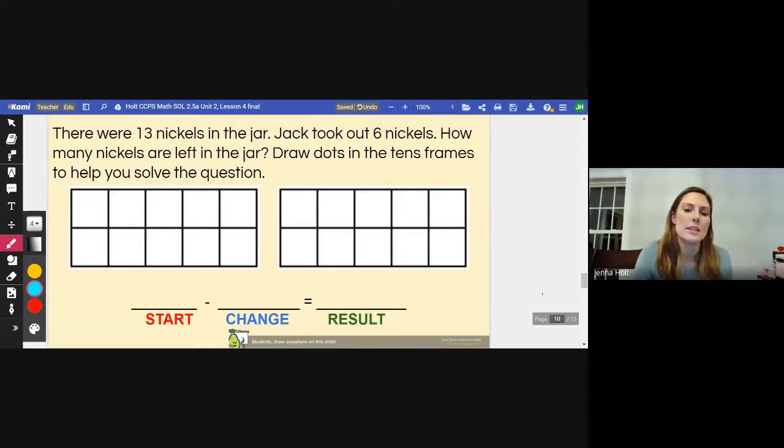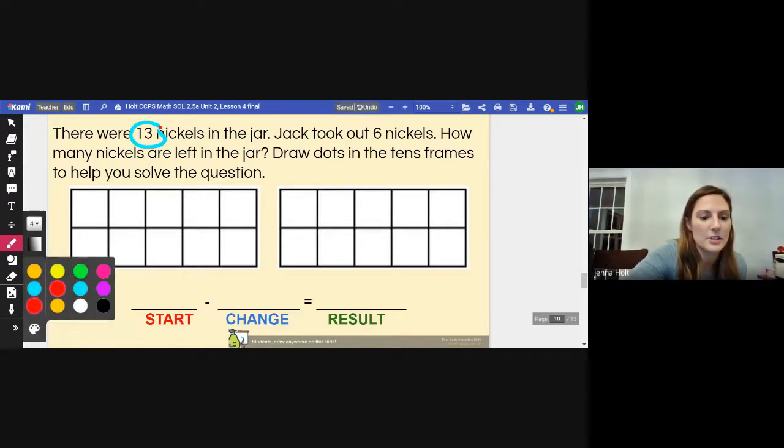There were 13 nickels in the jar. Jack took out 6 nickels. How many nickels are left in the jar? Draw dots in the tens frame to help you solve the question. All right, looking at it, there were 13 nickels in the jar. I know that that is going to be my start. Let's circle it in red so it matches.